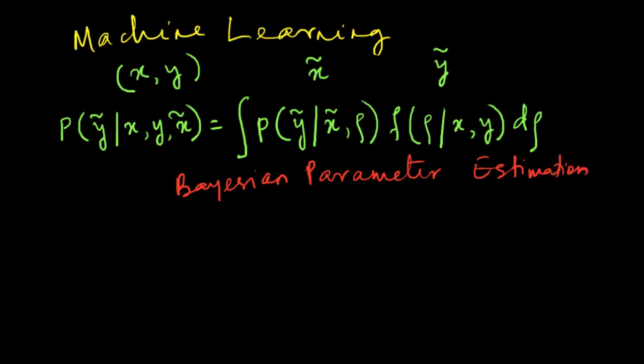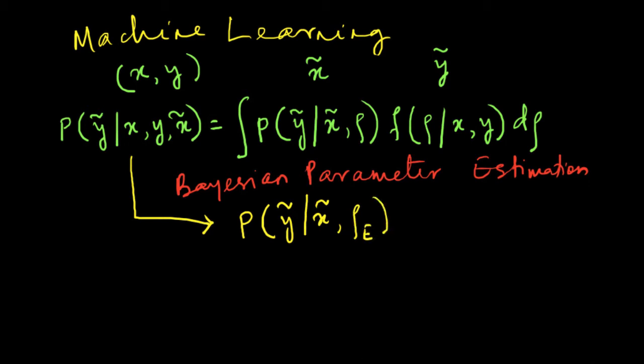But as I mentioned in that video, this process is very complicated to perform for most real life problems. So in machine learning, from a practical perspective, we use a simplified approach. So what we do is that we estimate this quantity to be equal to the probability of y hat given x hat and some estimated value for rho. So this is what we do in practical machine learning exercise.